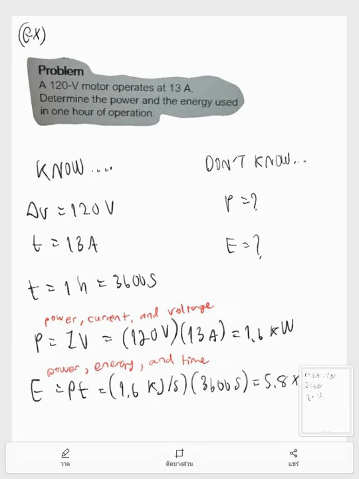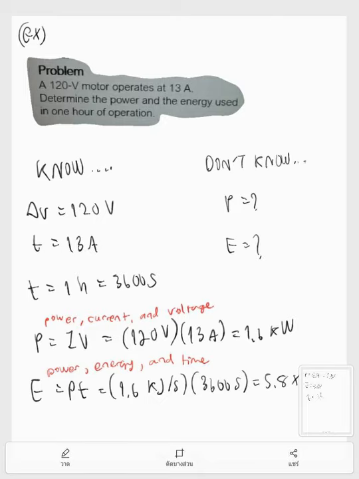So let's do some problem solving. Here's the problem. A 120 volt motor operates at 13 ampere. Determine the power and the energy used in 1 hour of operation. What we know is delta V is equal to 120 V and I is equal to 13 A, and T is equal to 1 hour or 3,600 seconds. But we don't know P and E.